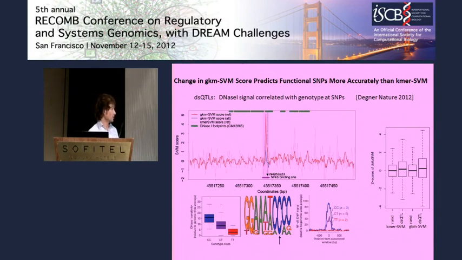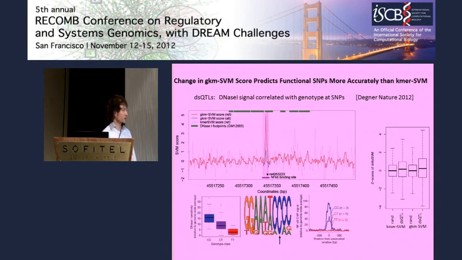So we next wanted to directly compare the gapped Kmer SVM score with functional SNPs. So we looked at DSQTLs, which are regions of DNA signal that are correlated with genotype at a SNP, right? And we wanted to see what does this change from a C to a T, that causes this drop in DNA sensitivity and disrupts this NF-kappa B binding site and ChIP-seq signal, how does this change reflect in our score? So the red is the gapped Kmer SVM score across this locus, and the single change from a C to a T changes this prediction from red to blue.